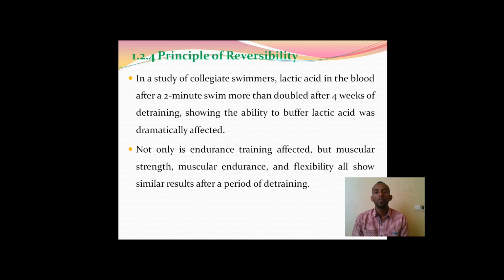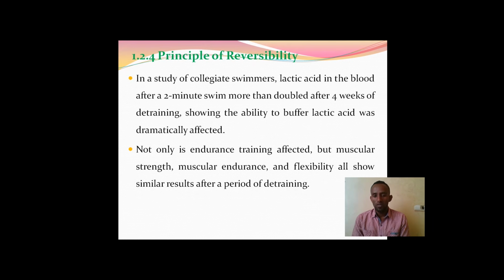But in the college swimmers, the lactic acid in the blood after a 2 minute swim was taken and checked in the study, and then 4 weeks of detraining or rest was given. After that the athletes were again taken to swim, and the level of lactic acid was checked again. According to this study, the ability to buffer lactic acid was dramatically affected. That means the amount of lactic acid will be higher than the previous one, right?